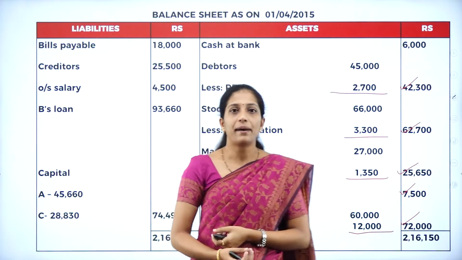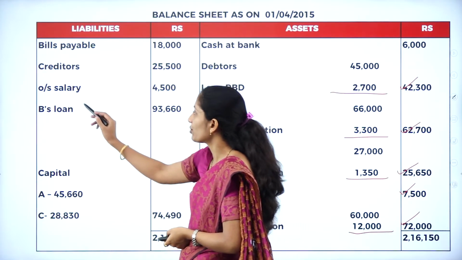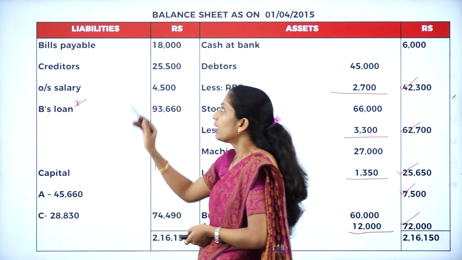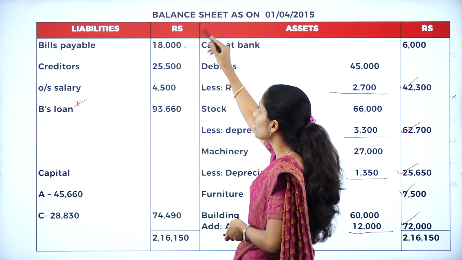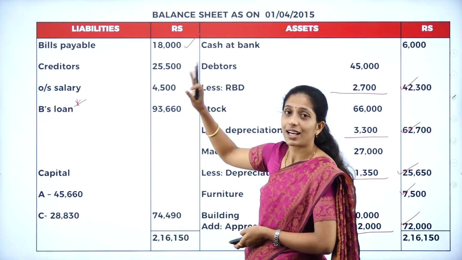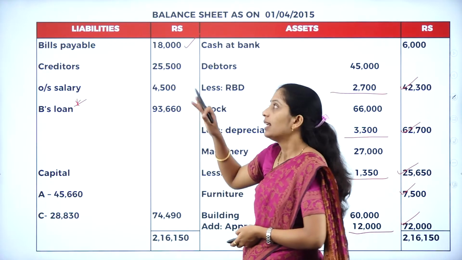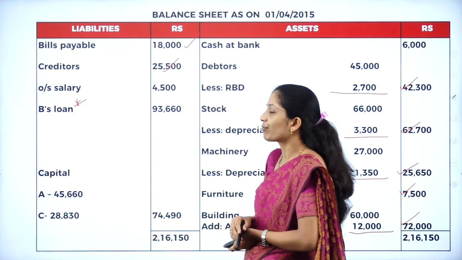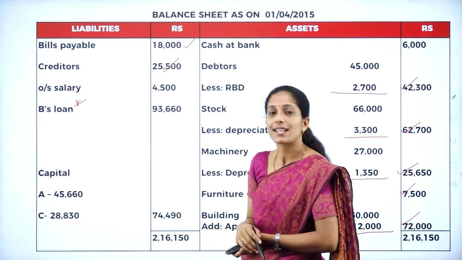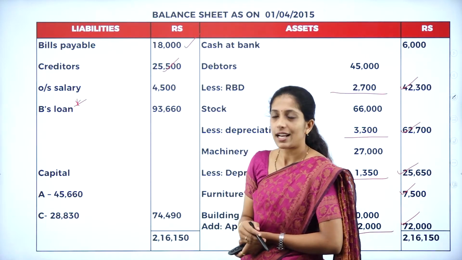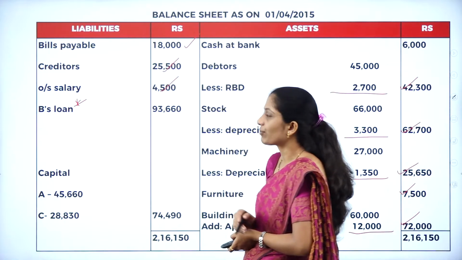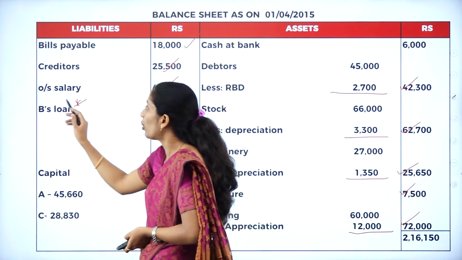Now coming to the liabilities, there are a few changes, under B's loan. Bills payable, there were no changes. These are the items which are taken from the old balance sheet, same as in admission. Next, creditors also 25,500. Next, there was an outstanding salary which is in the adjustment, so we have taken 4,500. Next, B's loan.